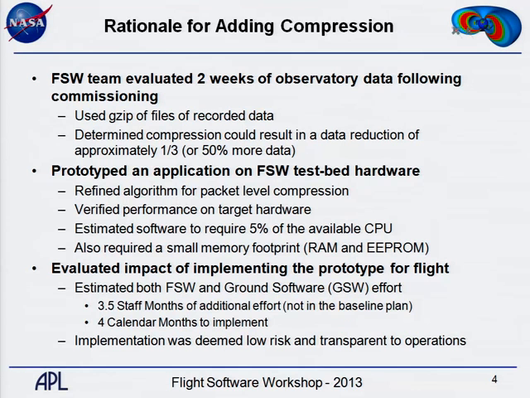And it turned out, with a little cleverness in the design that you'll see, it really ended up only being about 3.5 staff months of effort that wasn't in our original baseline for post-launch maintenance, and about 4 calendar months to implement it. So we launched August of last year, did this evaluation through the November, December timeframe post-commissioning, and then we were able to get this code up around April of this year. It was deemed low risk and pretty transparent to operations, again, based on how we decided to implement it.